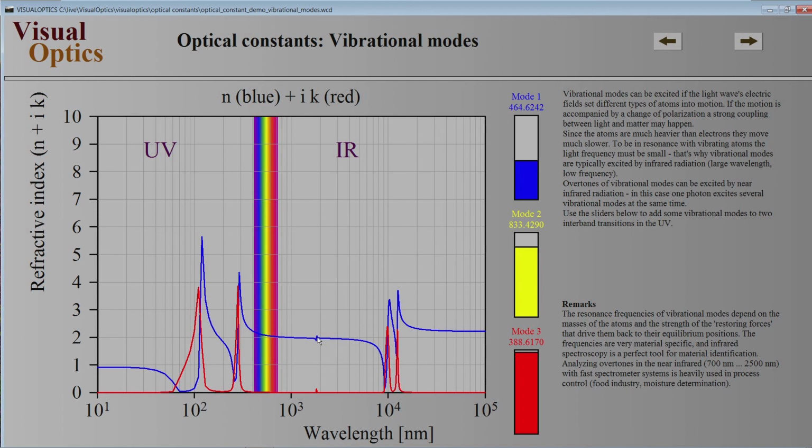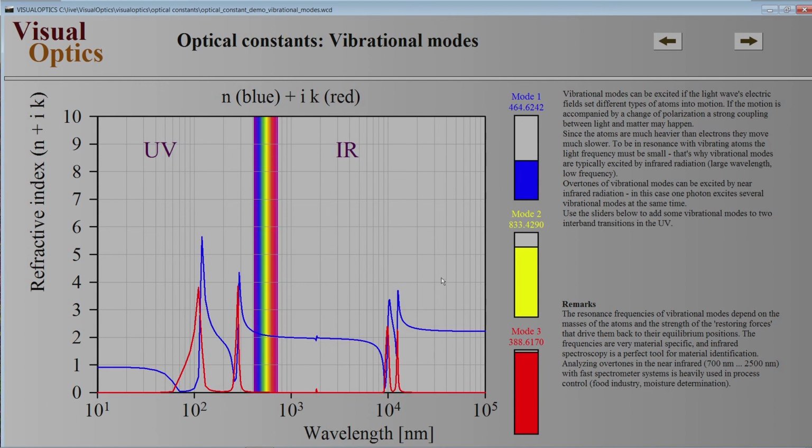And this is widely used for very fast and simple determination of concentrations of all kinds of materials. For example, the concentration of water in textiles or water in food. This is called near-infrared spectroscopy, and it's widely used, for example, in the food industry to determine the composition of things that we eat.